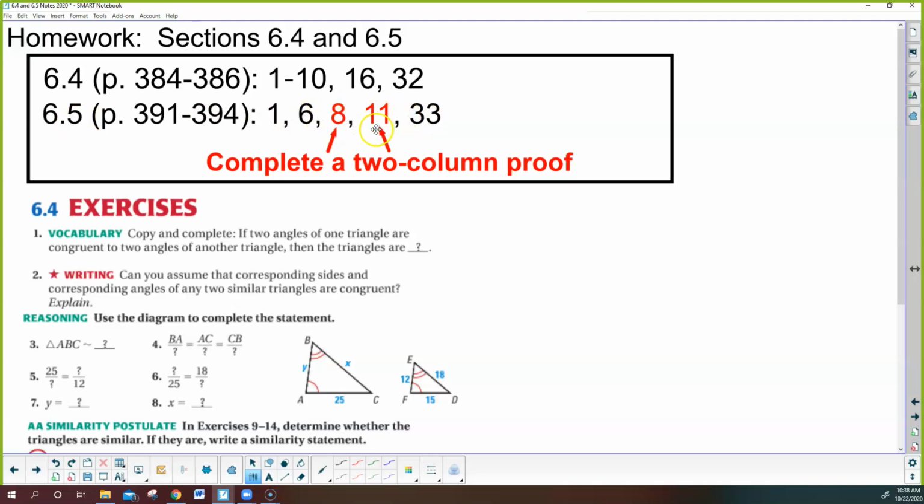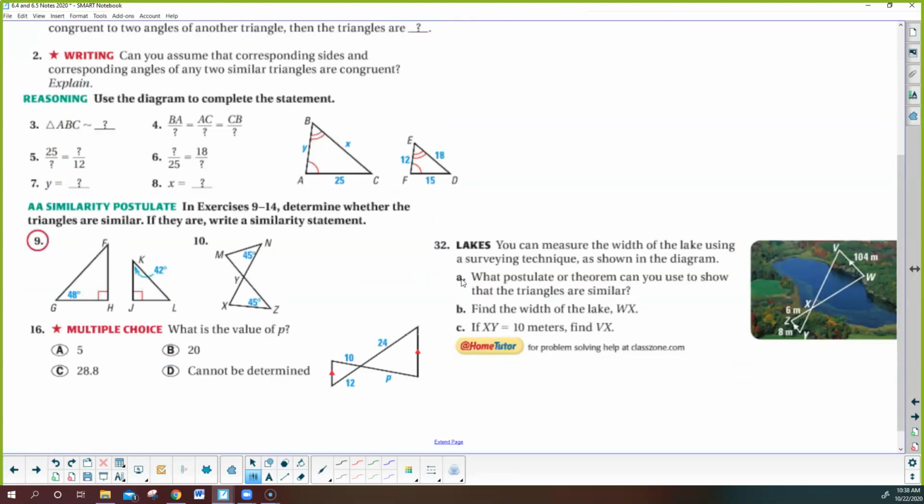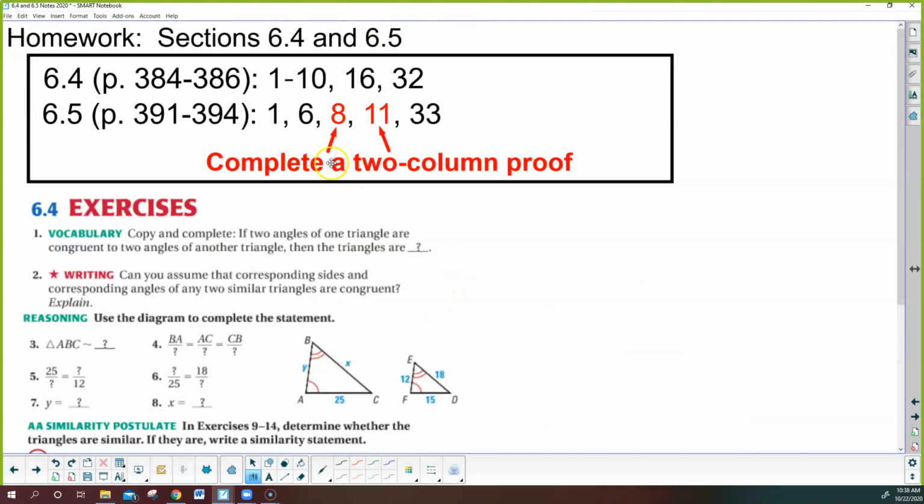For number 8 and 11, we're going to ask that you do 2-column proofs for that. So the directions are on the next slide. The directions are different. We're going to ask that all you do is just do a 2-column proof for 8 and 11. And remember, if the ratios aren't equal, then you can set up a proof, but then you're not able to solve it, and that can happen.